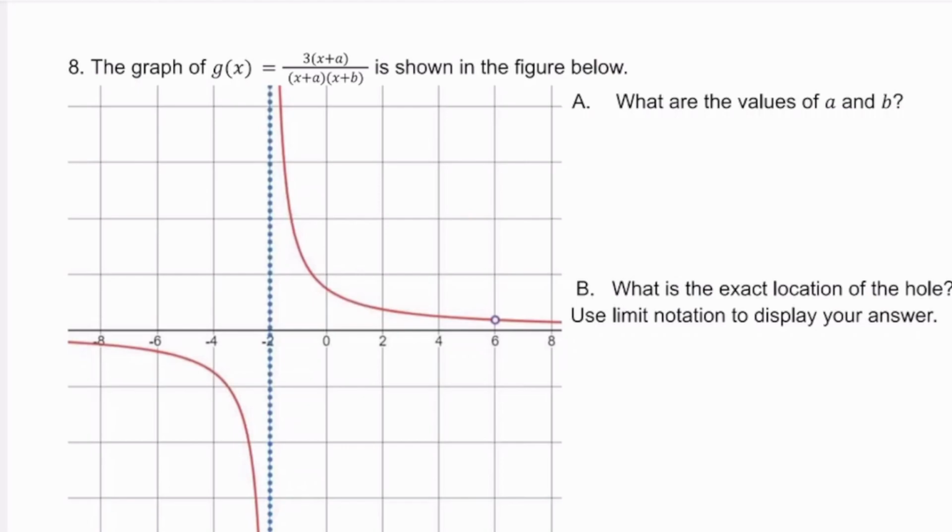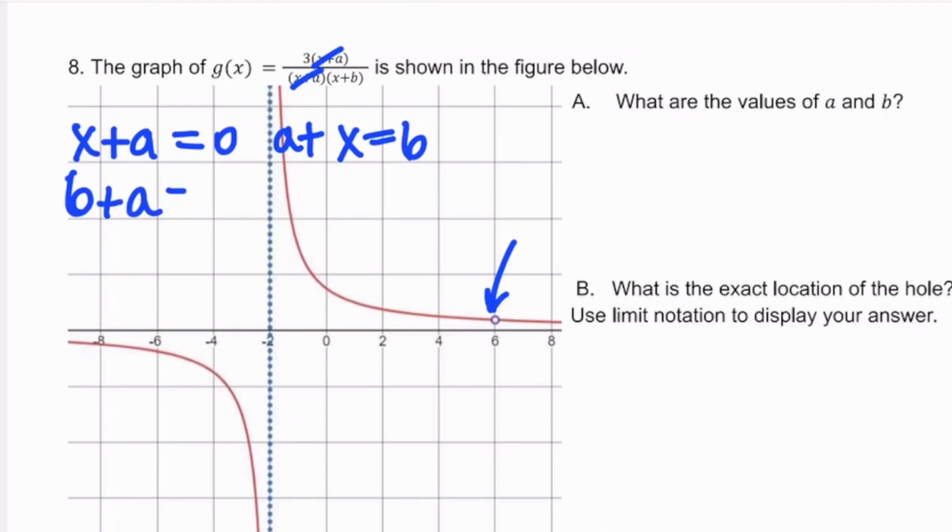All right, number 8. G of x is equal to 3 times (x plus a) over (x plus a) times (x plus b). Okay, which means that the x plus a's are going to be canceling. Okay, we're going to do the same thing. The canceled values of a, I think I used blue for that last time. Anyway, the x plus a is going to equal 0 at the x coordinate of the hole. So 6 plus a equals 0, a equals negative 6.